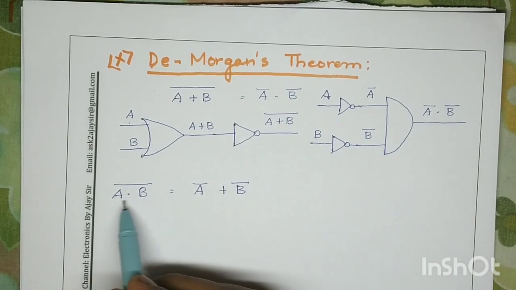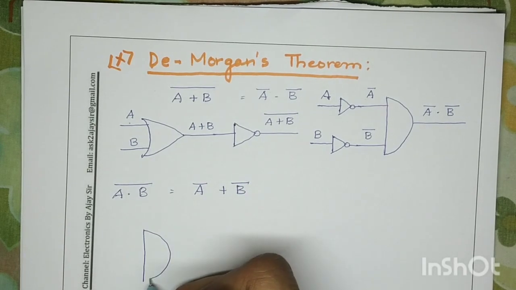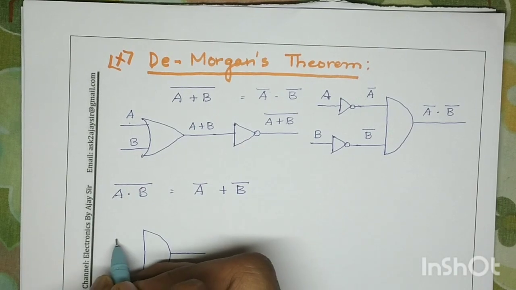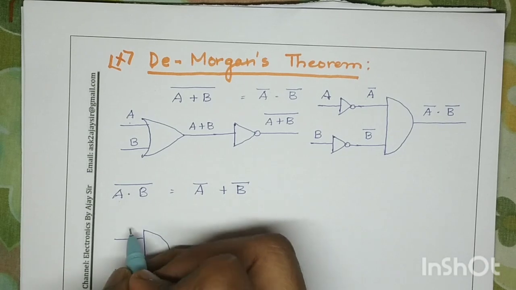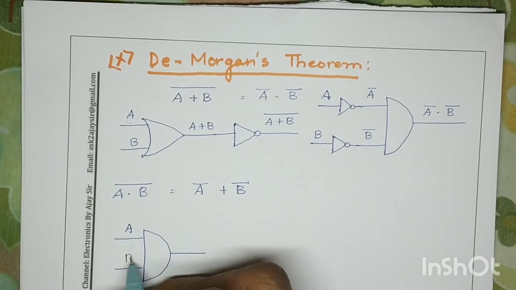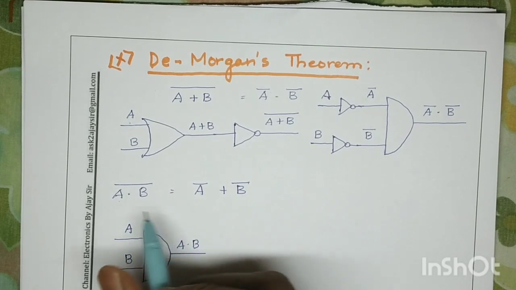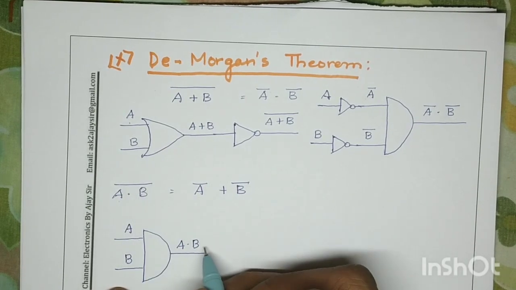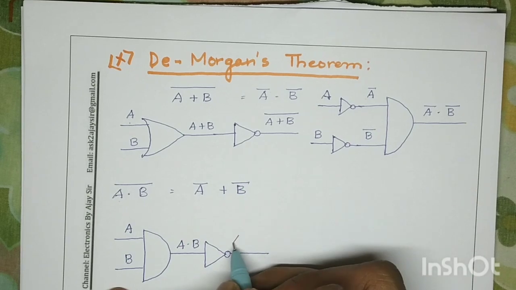Next, we have to implement A dot B whole bar. So first we will generate A dot B. To generate A dot B, I need an AND gate. There are two inputs A and B. So here I will mention A and B. It gives you the output A dot B. Finally, this A dot B needs to pass through an inverter circuit. So we have connected this output A dot B through an inverter circuit, and it gives you the output A dot B whole bar.